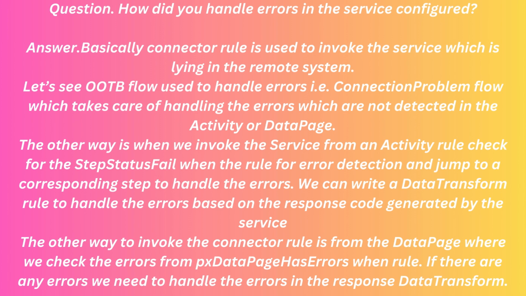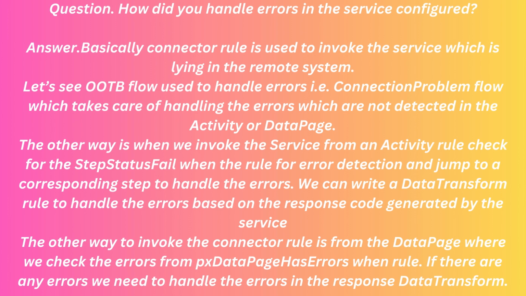Let's see the OOTB flow used to handle errors, i.e. the connection problem flow, which takes care of handling the errors which are not detected in the activity or data page. The other way is when we invoke the service from an activity rule, check for the step status fail when rule for error detection, and jump to a corresponding step to handle the errors. We can write a data transform rule to handle the errors based on the response code generated by the service.